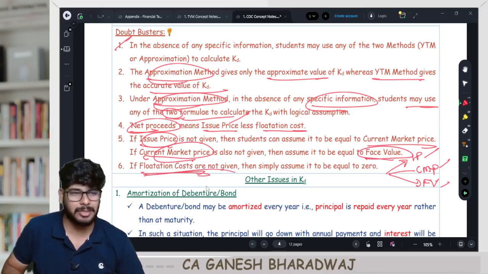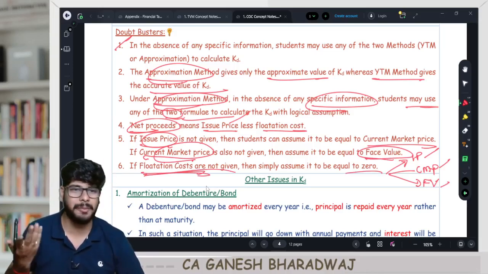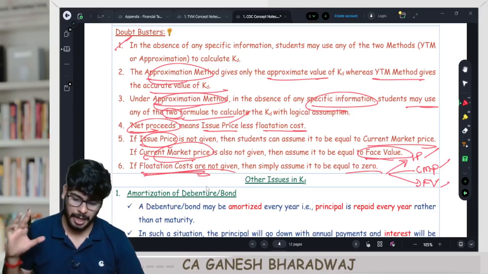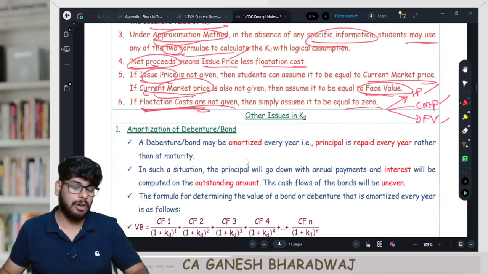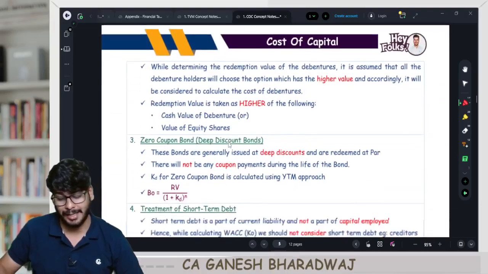Suppose the flotation cost is not given, simply assume it to be 0. If tax rate is not given, take it as 0. Don't break your head with all the assumptions. Are we done here? Perfect. With that, we have completed this concept of cost of debentures KD. There are some other issues which I will be dealing at the relevant point of time.